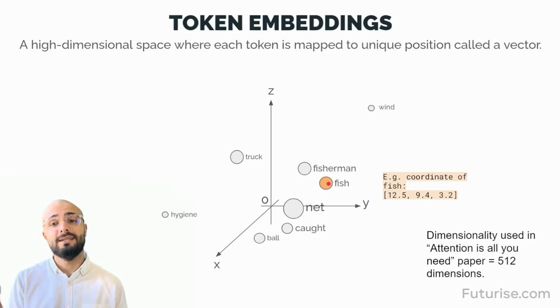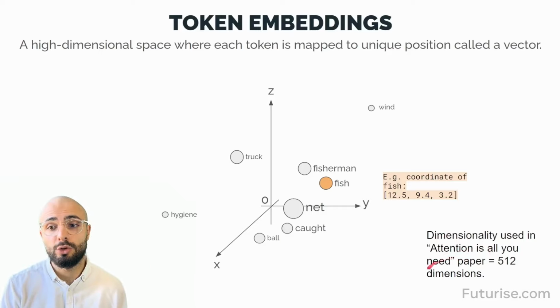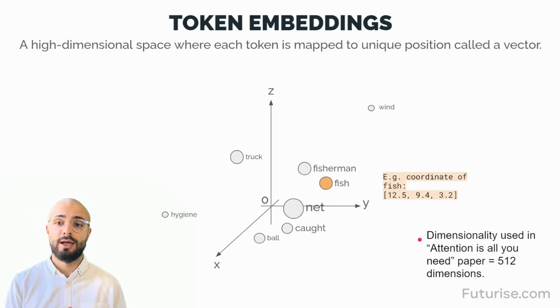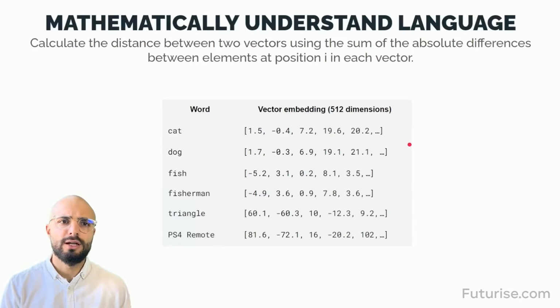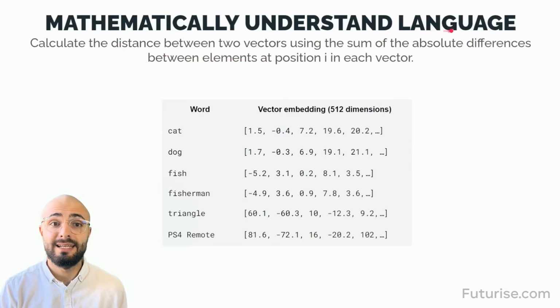But remember, like I said, it's a high dimensional space. So for example, in the Attention Is All You Need paper, they use 512 dimensions. And I know ChatGPT uses a much larger number of dimensions in the embedding space. All right, so that is how you're able to mathematically understand language.